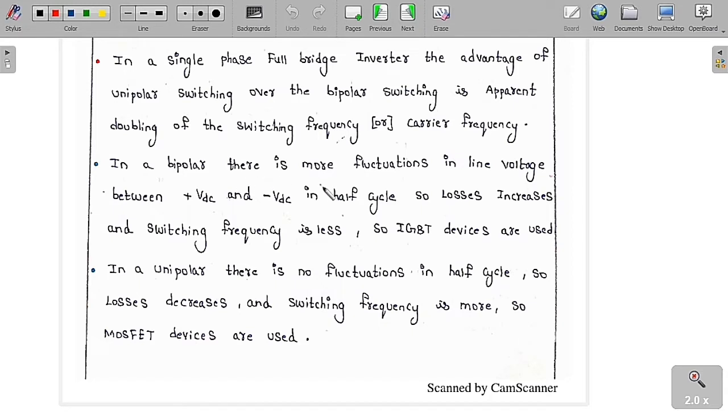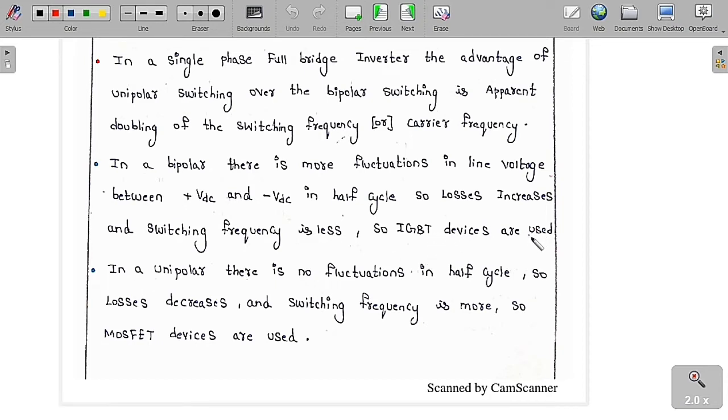In a bipolar, there are more fluctuations in line voltage between positive VDC and negative VDC in half cycle. So losses increase and switching frequency is less. So IGBT devices are used.